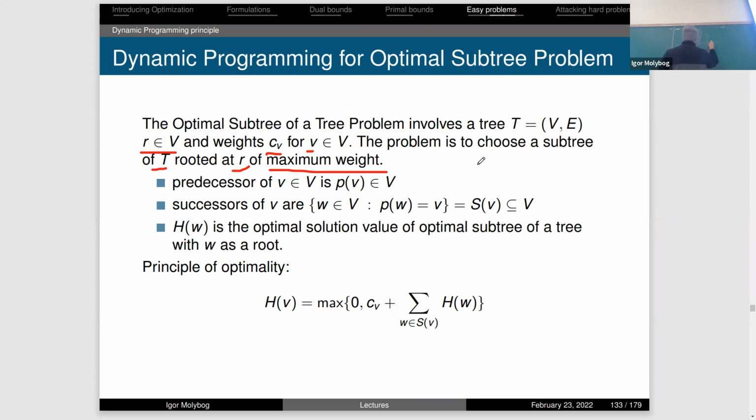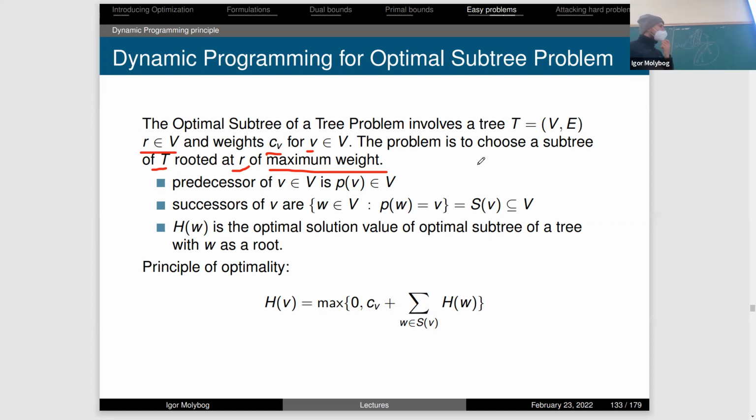Our original tree, and we are... If this is node W, the subtree is going to be the entire subtree of the node W that is defined by W as a root. So when we are talking about H of W, we are assuming that we have chosen everything that is underneath the W, like the total thing.